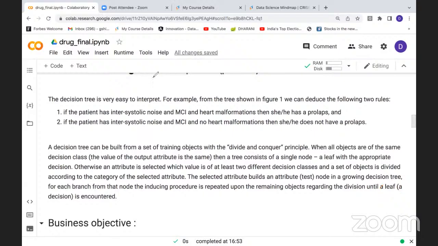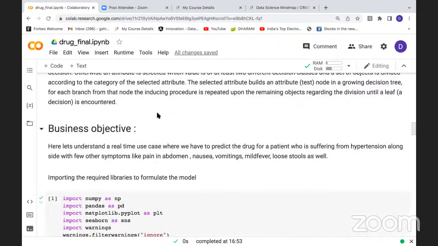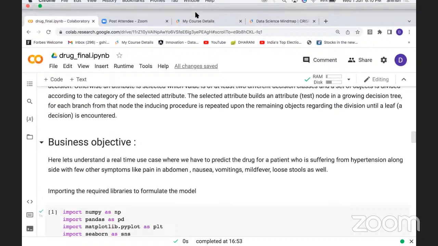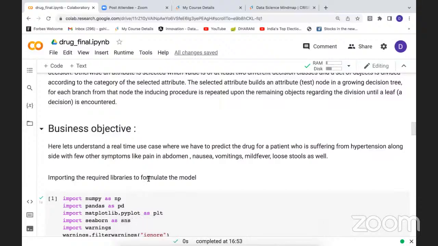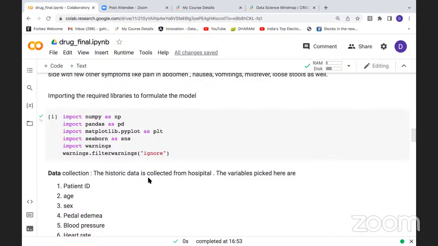So today we'll take one business objective, like we discussed yesterday. It is a real-time use case where you need to give a drug to a patient who is suffering from hypertension, along with a few other symptoms: some pain in the abdomen, nausea, vomiting, light fever, and loose stools as well. He was not suffering on a daily basis, but he had 2 to 3 episodes of vomiting, loose stools 2 to 3 times, and mild fever. So we have to give him a proper medicine. Given these inputs, what process will you follow here?